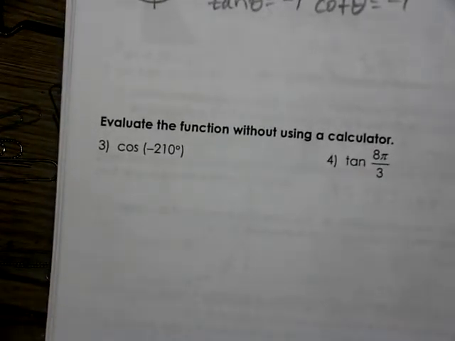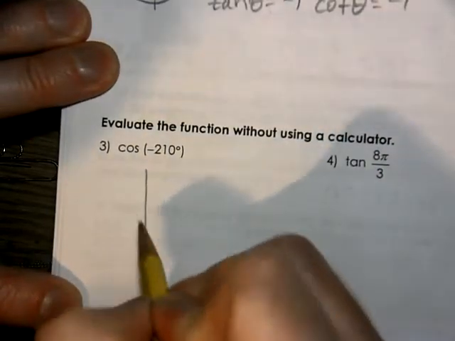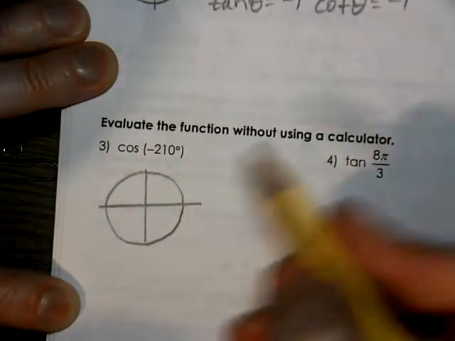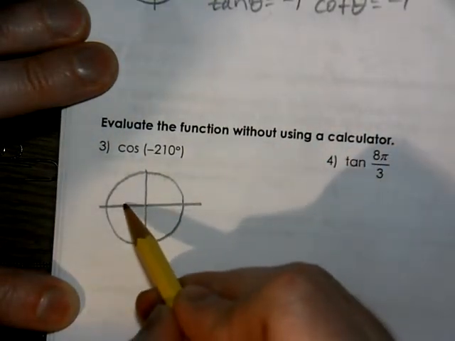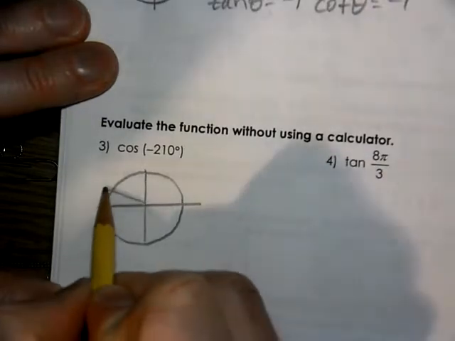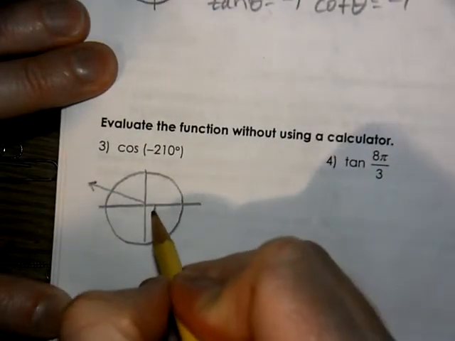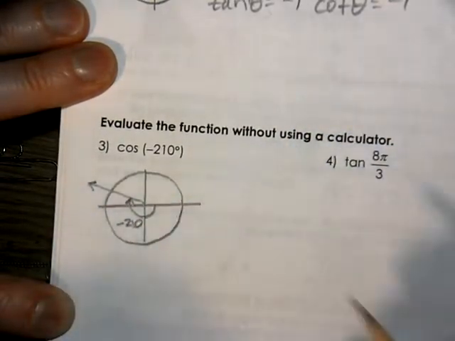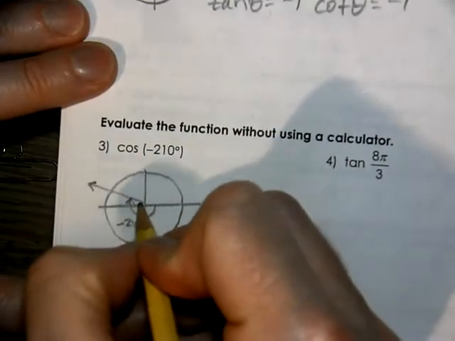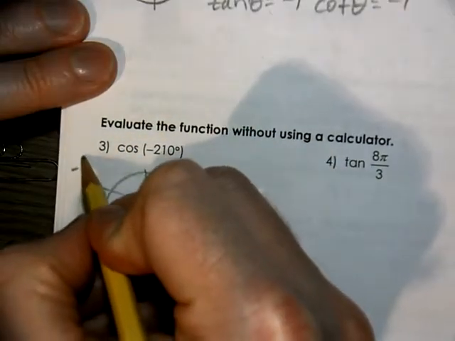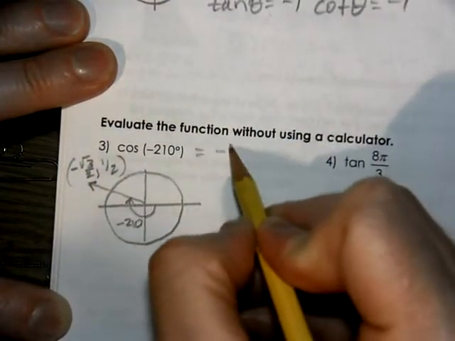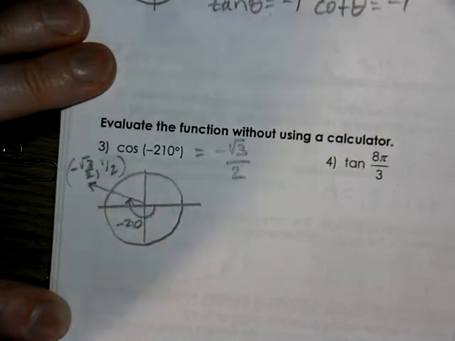We're going to evaluate the cosine of negative 210. So think about your unit circle. Negative 90, negative 180, that's 30 degrees more. It's negative 210 degrees, so I know I'm a long way short way. Negative root 3 over 2, 1/2. So the cosine is going to be negative root 3 over 2.